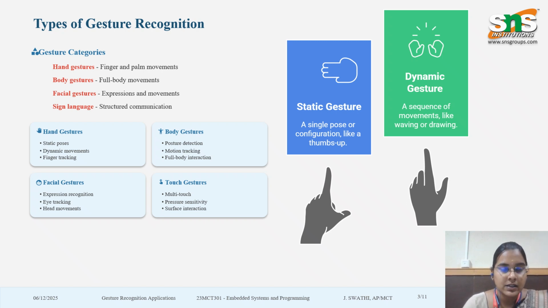As we discussed, we have hand gestures, body gestures, facial gestures and sign gestures. Hand gestures are nothing but static poses, dynamic movements and finger tracking. Body gestures are postures and motions, and facial gestures are expressions. Touch gestures include multiple touch and pressure sensitivity. For example, we are using these in our smartphones.